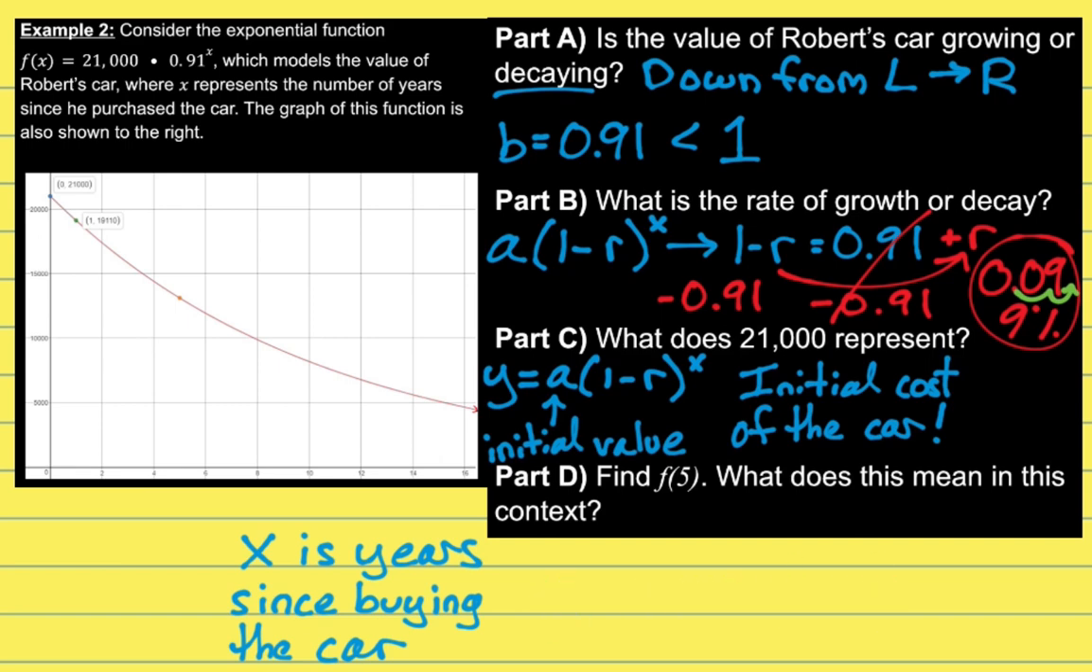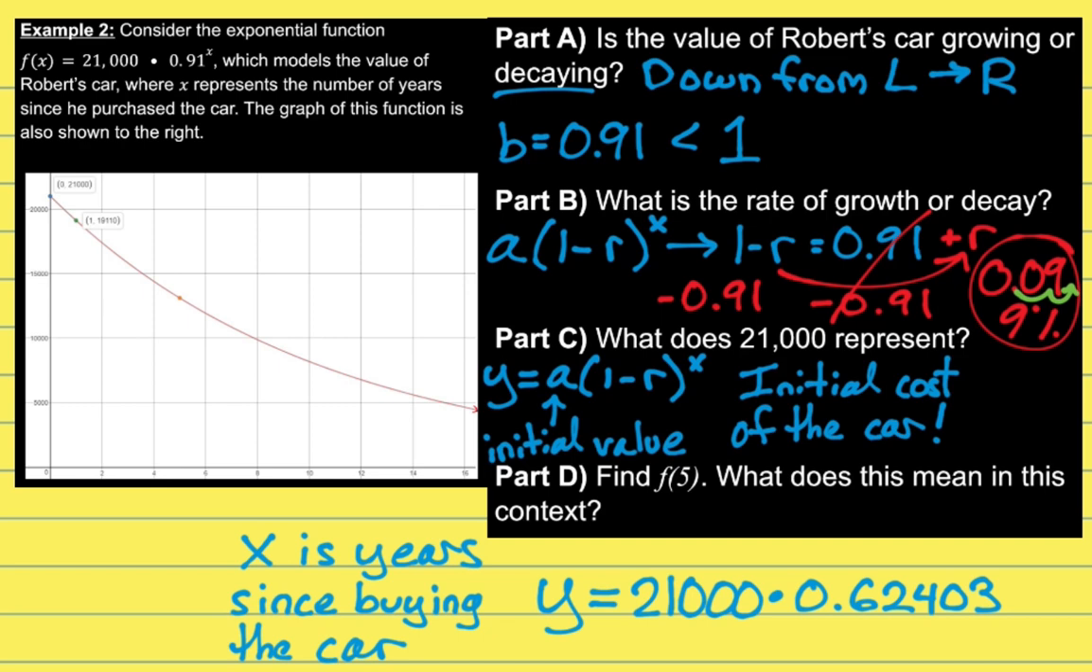Well, since X is the number of years since buying the car, we are going to take the original function, but instead of writing an exponent of X, we're going to put it to the power of 5 on the 0.91. And then we have to evaluate it. Now, I'm going to assume you know how to use exponents on a calculator for the sake of time. When you input 0.91 and raise it to the power of 5, you get 0.62 and then a whole lot of decimals that come after it.